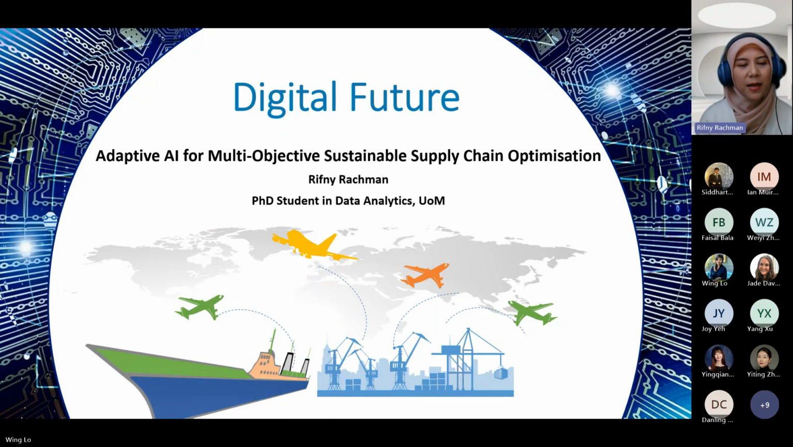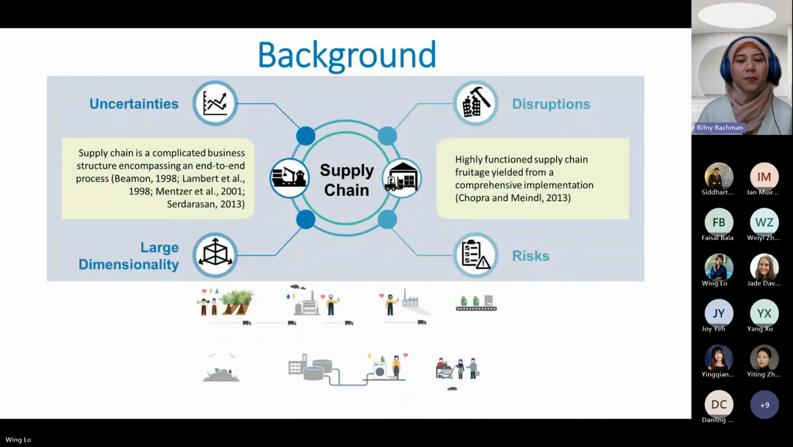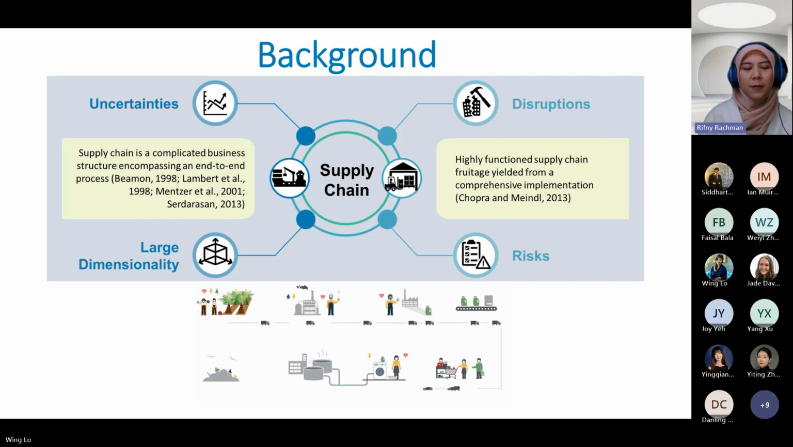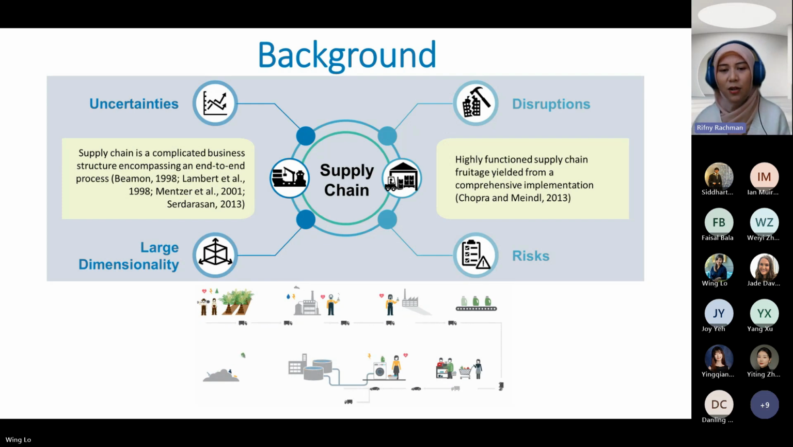Today, I will present my project regarding the adaptive AI for multi-objective sustainable supply chain optimization. The background of my project is because of the complexity of the supply chain. It involves the uncertainties. It is related to the demand fluctuation, for example, and also the transportation. So basically, the supply chain is the process to deliver the product from the farm to the manufacturing, to the warehouses, and so on until they reach the market.